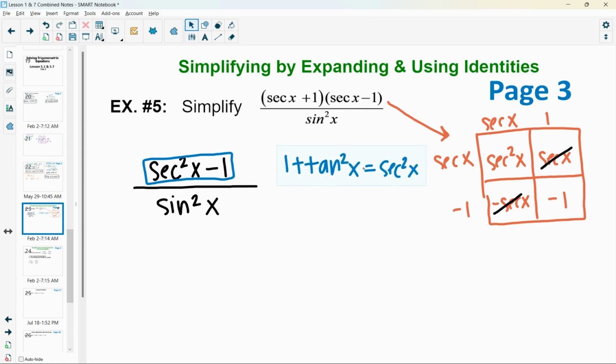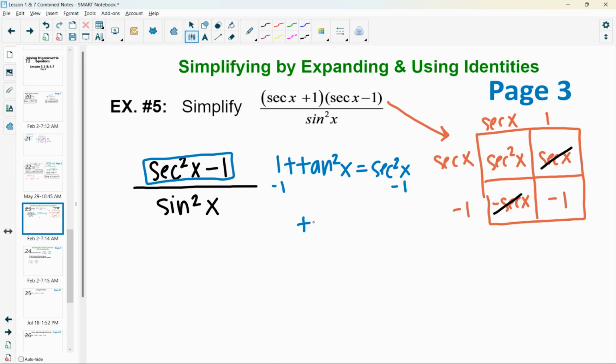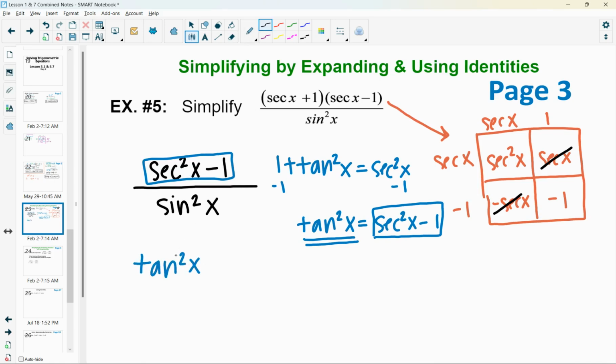Now we're just going to manipulate this because we want it to say secant squared minus 1. So I'm just going to subtract 1 from over here. So I get tan squared of x equals secant squared of x minus 1. And this is what we have in our problem. So now we're just going to replace that with tan squared of x since they're equivalent. Where we see secant squared of x minus 1, we'll put in tan squared of x. So now we have tan squared of x over sine squared of x.